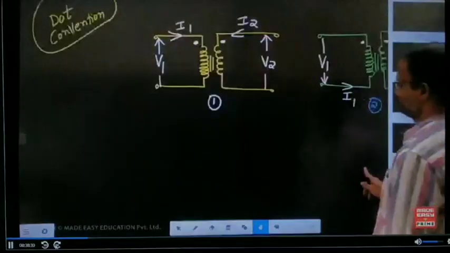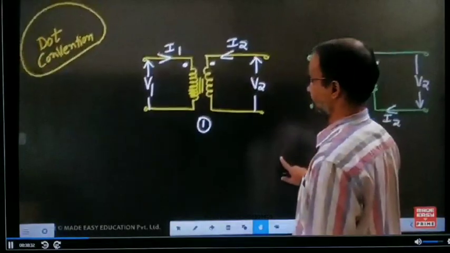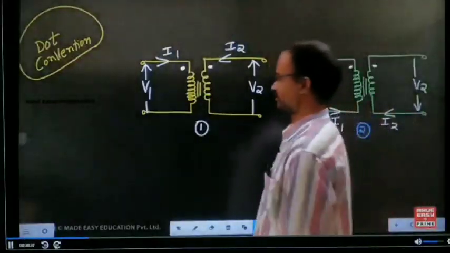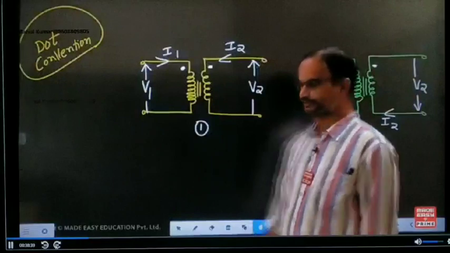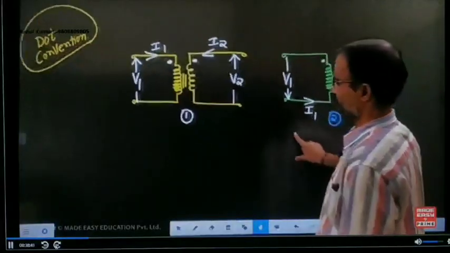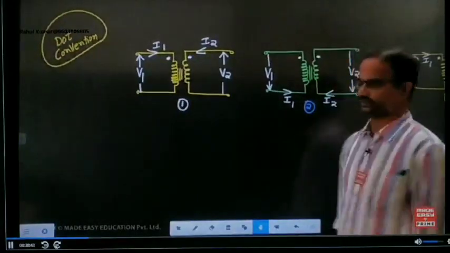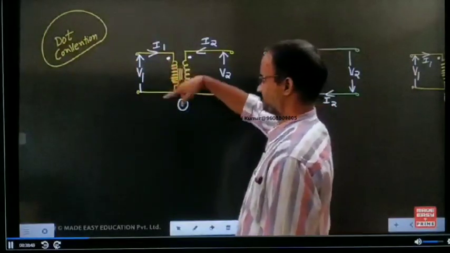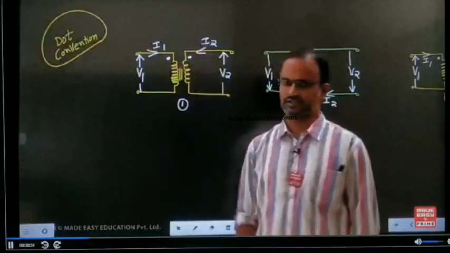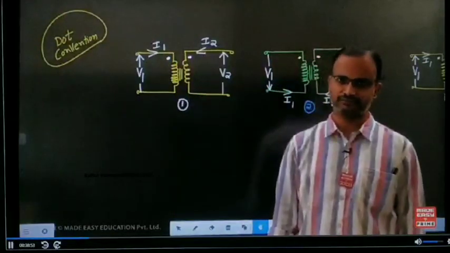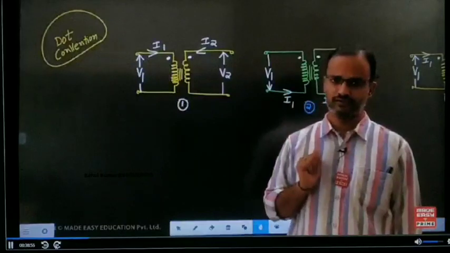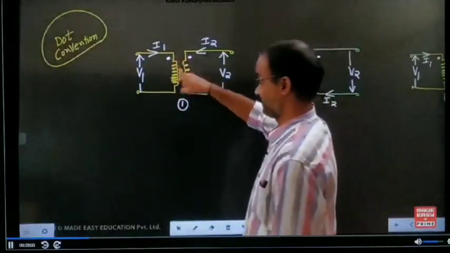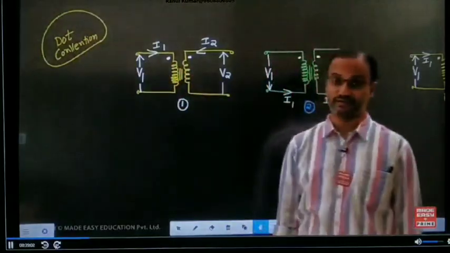Now observe. To conclude the sign for the mutual induced voltage, one more simplified method is developed: the dot convention. Let us see, with the help of the dot convention, how we can conclude the sign of the mutual induced voltage. Take the first example. Every inductor has two ends, a starting end and a finishing end. At any one end, a dotted point is indicated.